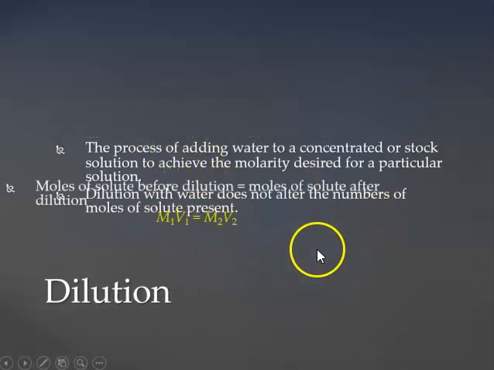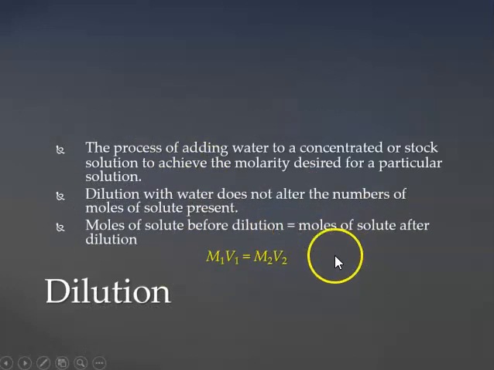Let me get down to the important thing here. This is the equation: M1V1 equals M2V2. You will sometimes see this as C1V1 equals C2V2. It means the same thing. My initial concentration, my initial volume, final concentration, final volume. This is a really handy equation. We'll do some examples with it in class, but just write this thing down and get to know it.